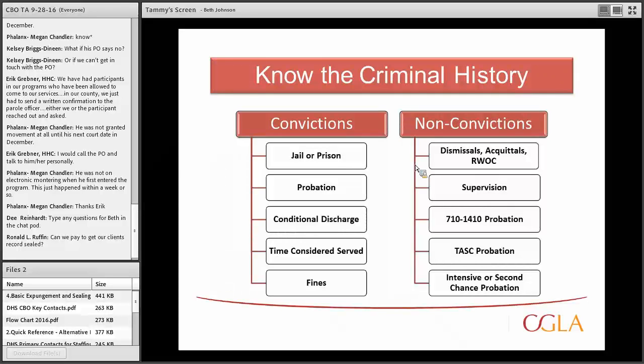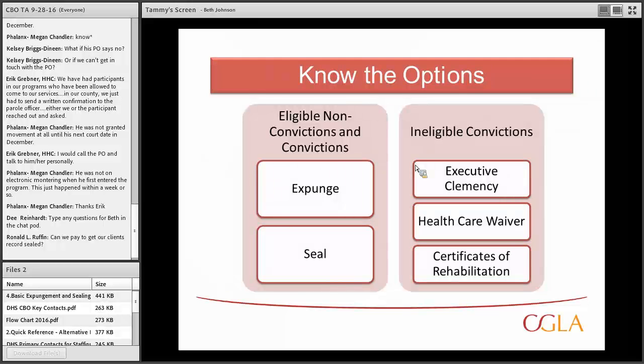So these are the two buckets that dispositions fall into. And a disposition is the end result of a case. A person has to account for every disposition on their record to determine whether or not they have options. The best option that somebody could undertake is to expunge or seal their records. And the reason for that is they actually remove them from public view, right? So when a background check is run, it comes up no record.